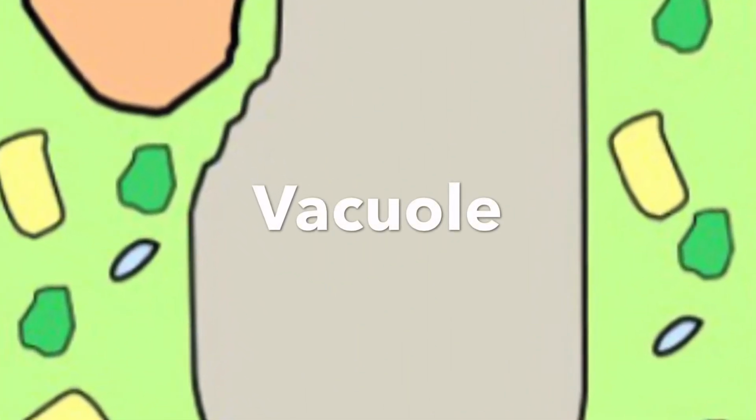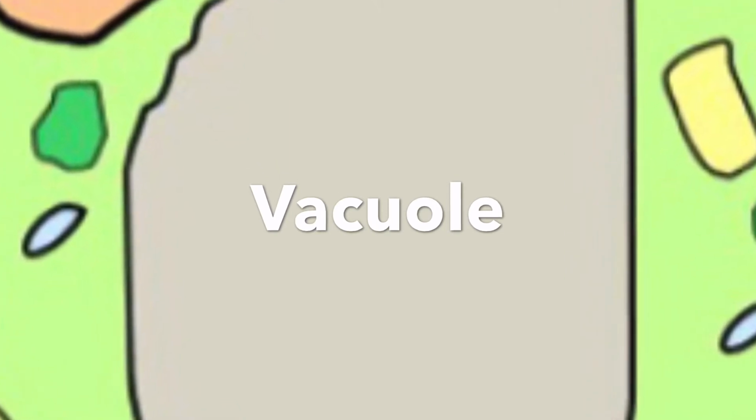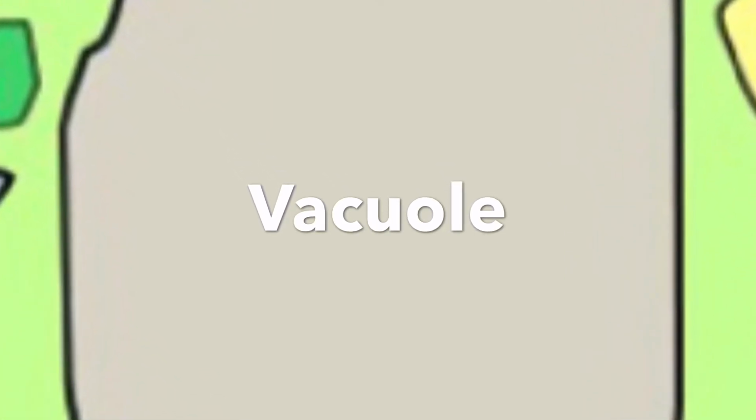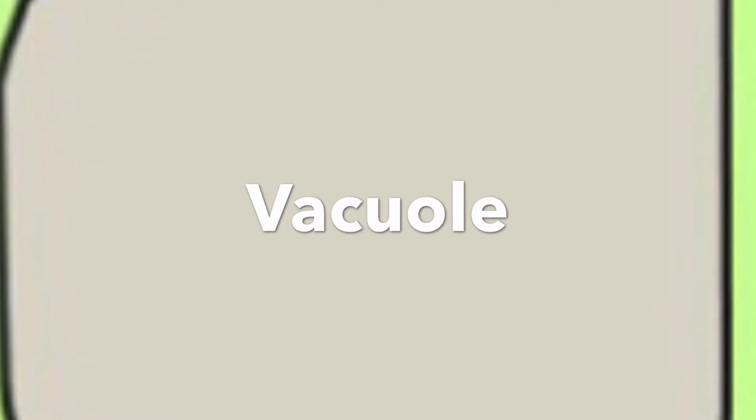And finally, this is the vacuole. The vacuoles tend to be very large and are extremely important in providing structural support as well as serving functions such as storage, waste disposal, protection and growth of the plant.